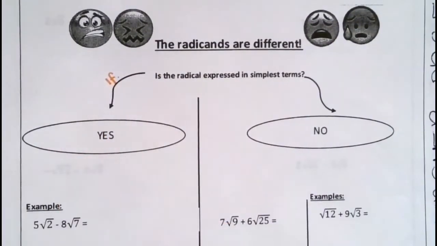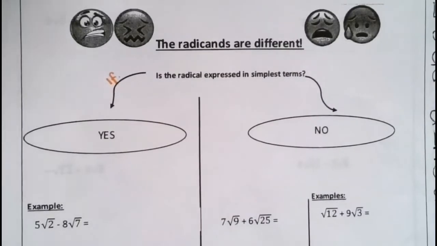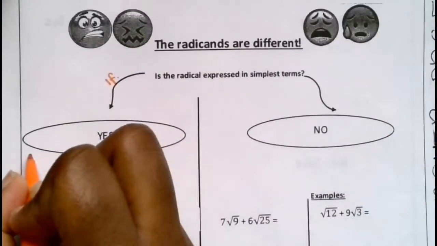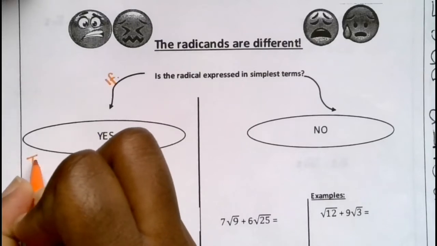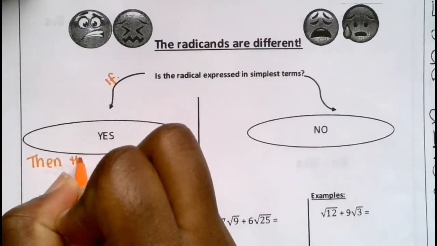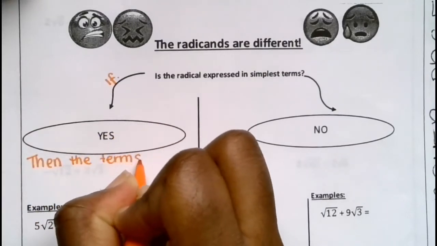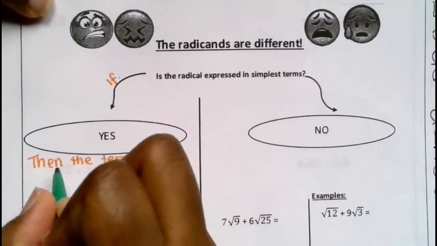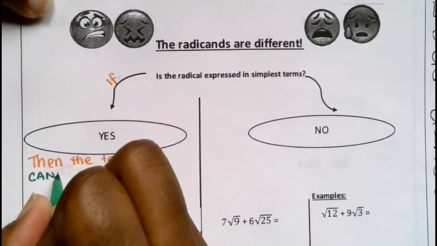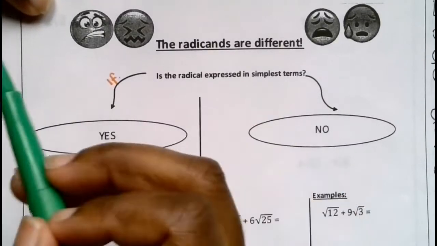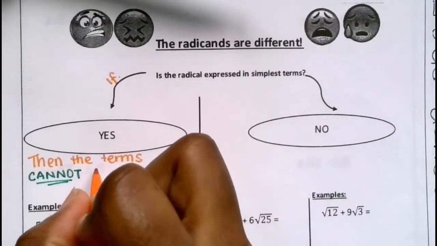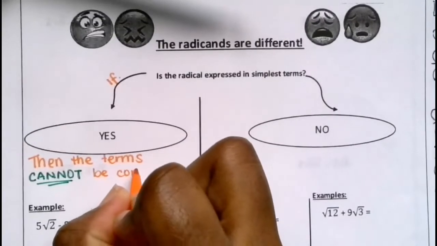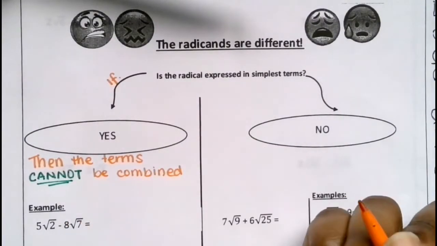If I've been given an example to add or subtract, and my radicals are expressed in simplest form, then I cannot combine the terms because the radicands are different. Because the terms cannot be combined, I would just have to rewrite the problem exactly the same way it was given to me.